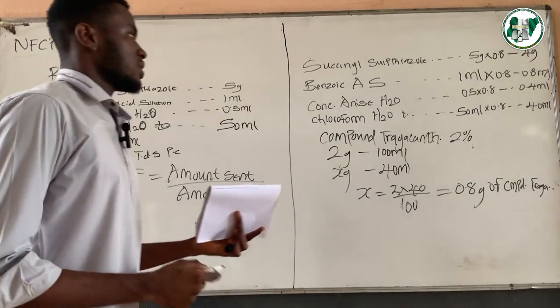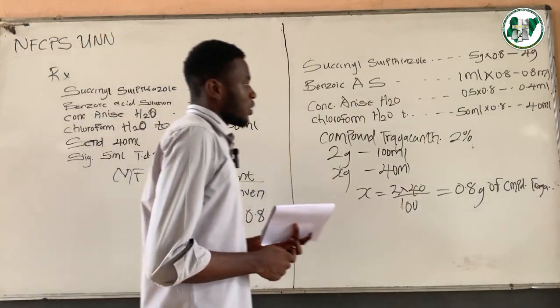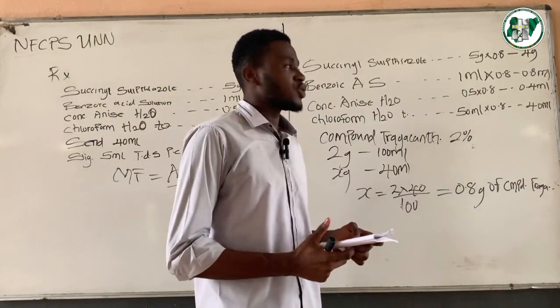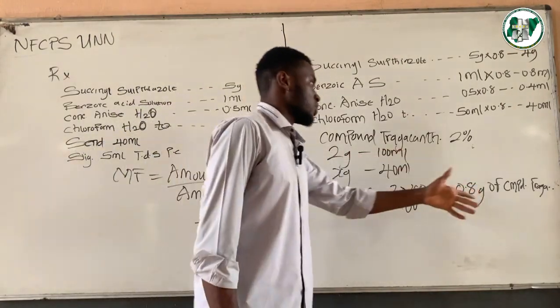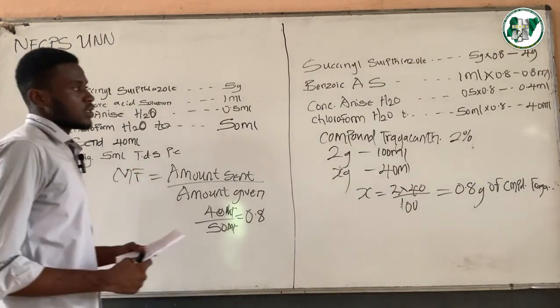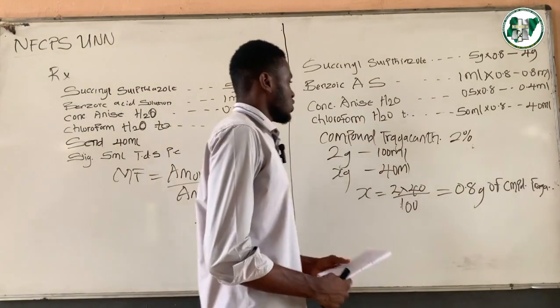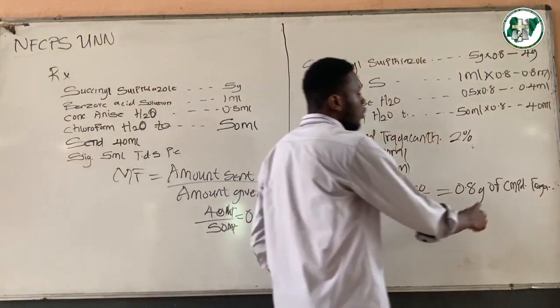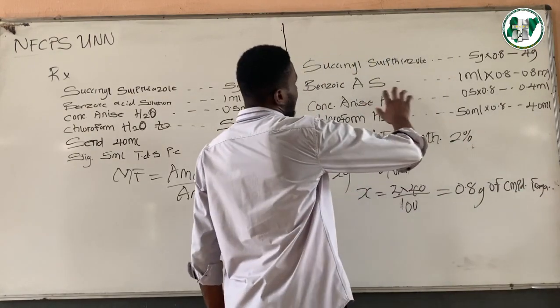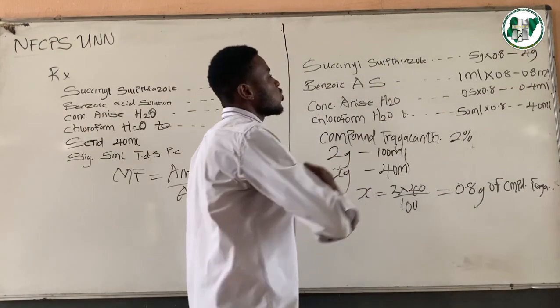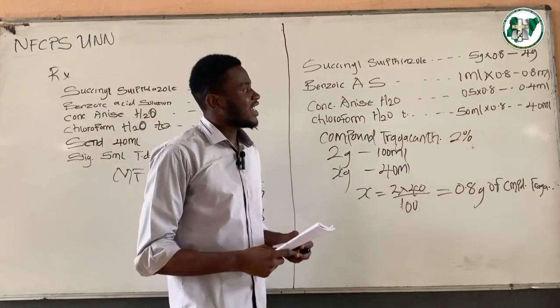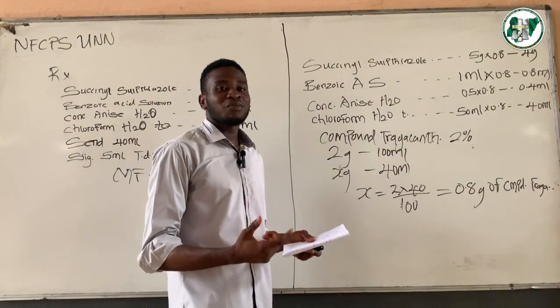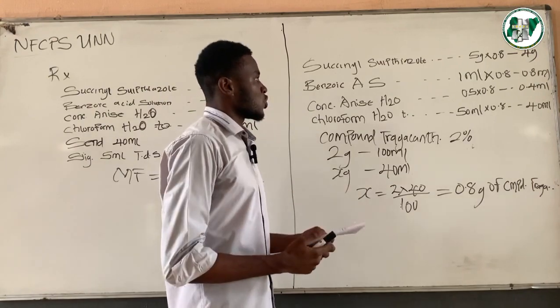So like we've seen here, when we talk about the preparation, the first thing you're going to be doing is to tare your dispensing bottle at 40 ml, because we were asked to send 40 ml. Then you now say that 0.8 gram of compound tragacanth and 4 gram of succinyl sulfathiazole was weighed into a mortar and triturated till a homogeneous mixture was obtained.